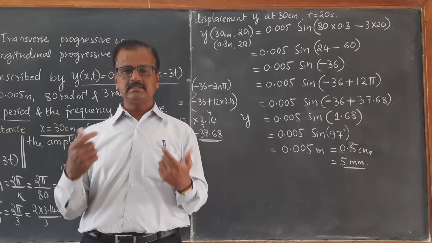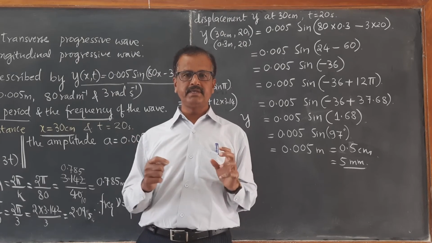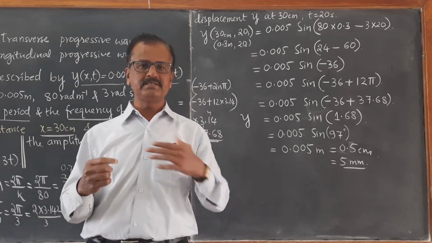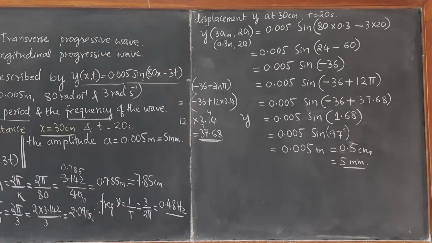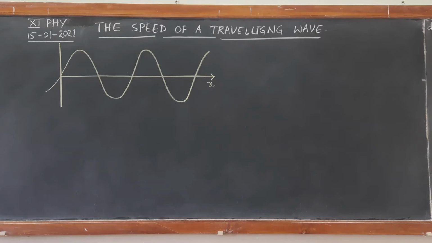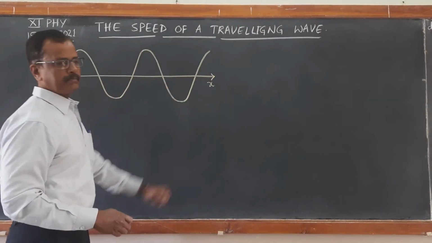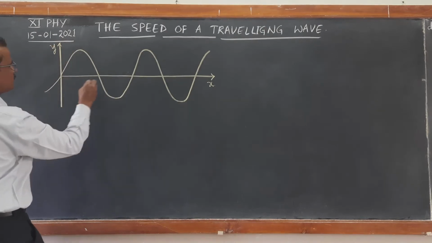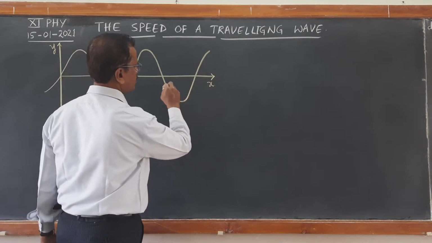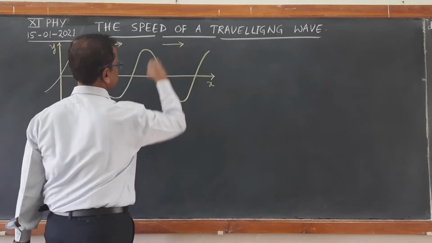Now let us discuss the speed of a traveling wave, the speed of a progressive wave. Progressive means traveling wave. Now let us look at a wave traveling along the positive x-axis. This is the displacement function y, and this is the direction of the positive x-axis. The wave is traveling along the positive x-axis.